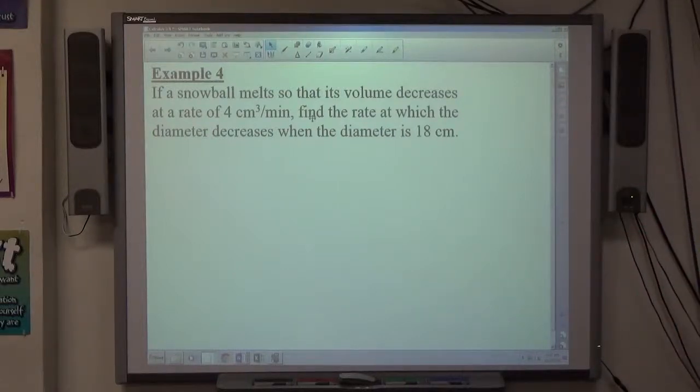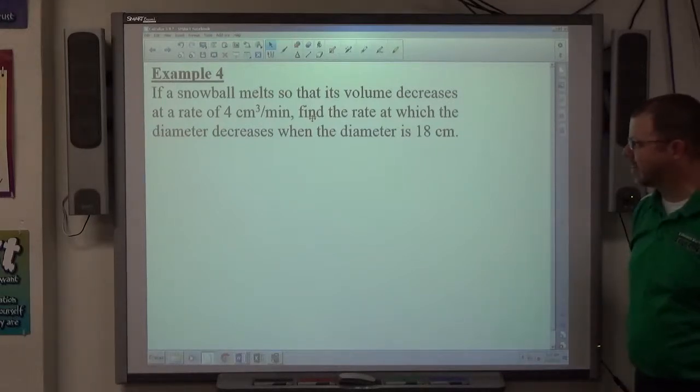Example 4. If a snowball melts so that its volume decreases at a rate of 4 cubic centimeters per minute, find the rate at which the diameter decreases when the diameter is 18 centimeters.